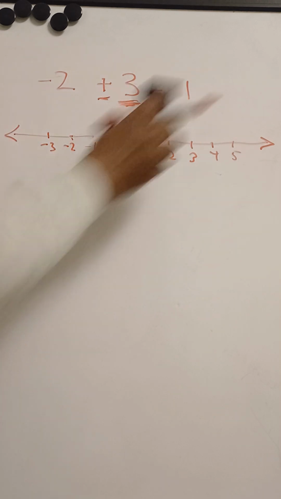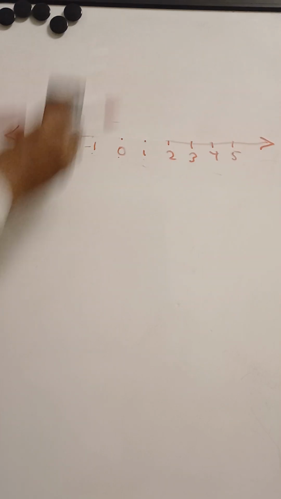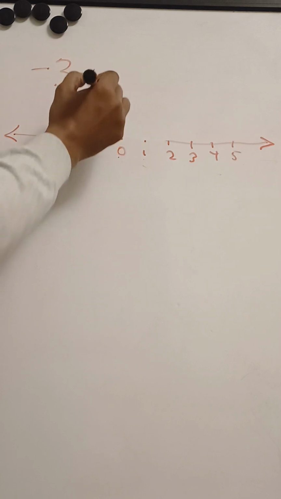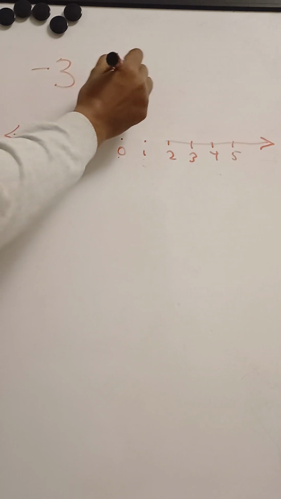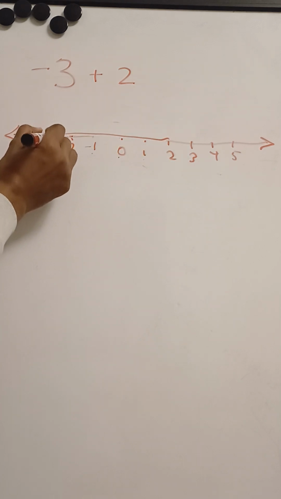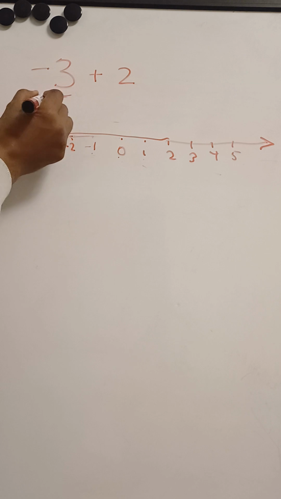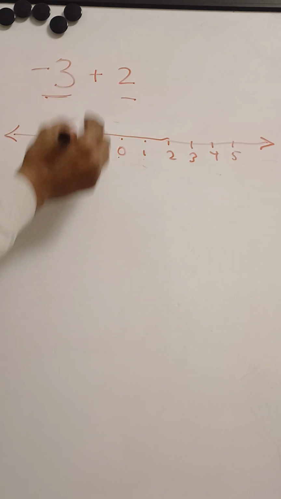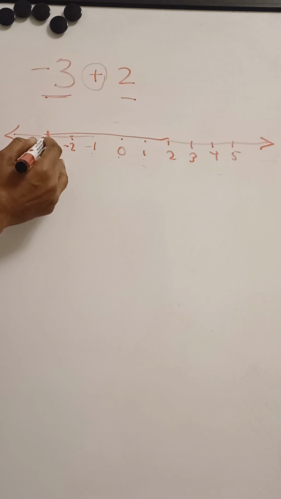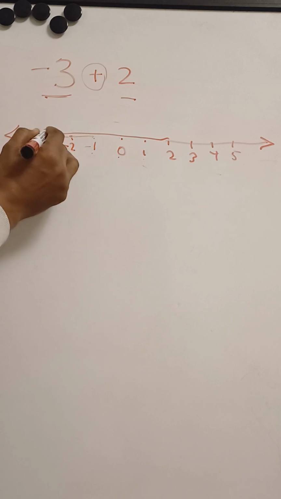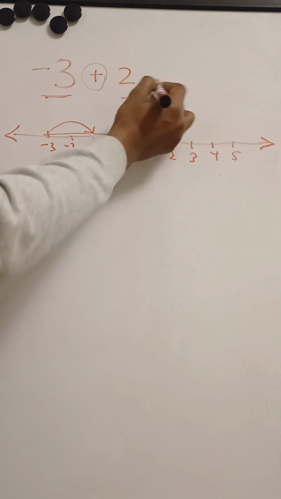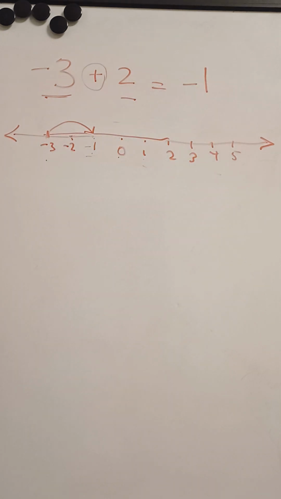Take an example. If, say, minus 3 plus 2, we're starting from negative 3. Moving how many steps? 2 steps. To which direction? To the right, because this is positive. So move to the right 1, 2 steps. To the right. We end up with negative 1.